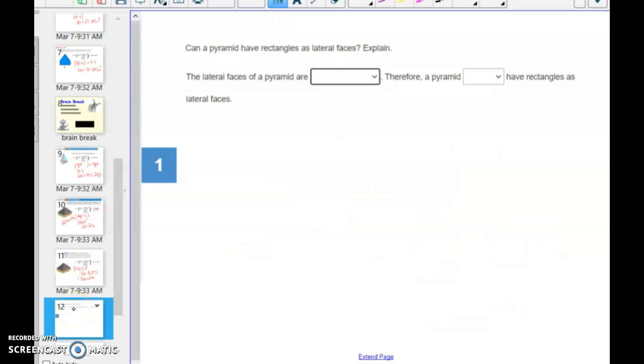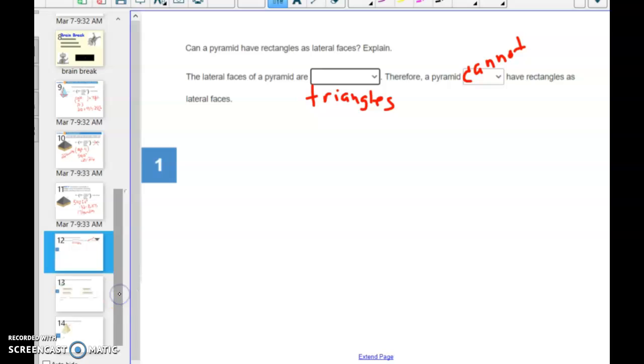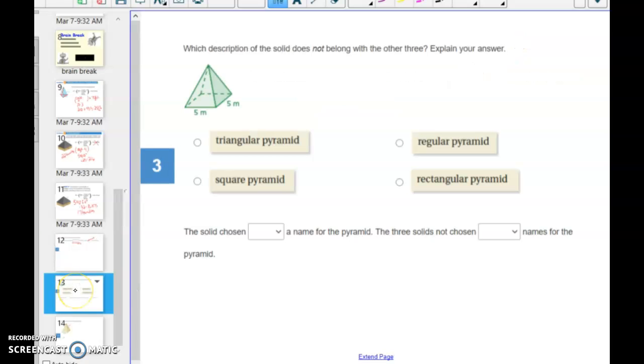Alright, you can open up bigideasmath.com and we'll get started on today's homework assignment. It says, can a pyramid have rectangular lateral faces? The lateral faces of a pyramid are triangles. Therefore, a pyramid cannot have rectangles as its lateral faces, because then that would mean that you have a pyramid, or excuse me, a prism.